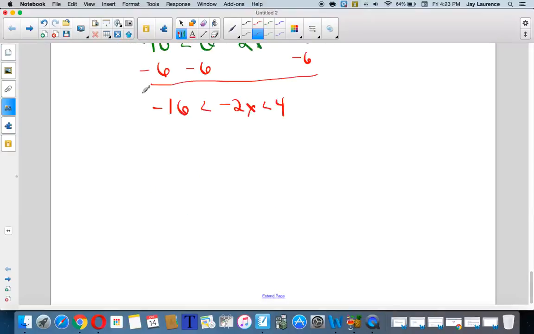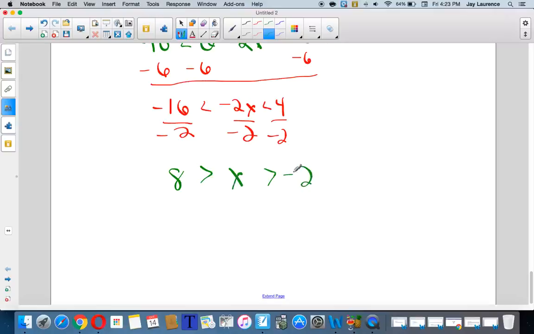And then I'm going to divide by negative 2, divide by negative 2, divide by negative 2. Notice how I showed it in all 3 places. Dividing by a negative means my inequalities are going to flip. So my answer is going to have this and going to have that. All right, that will be 8, that will be x, and that will be negative 2.